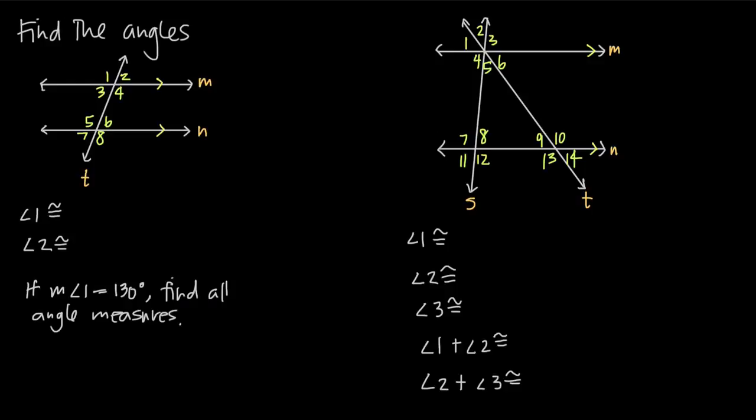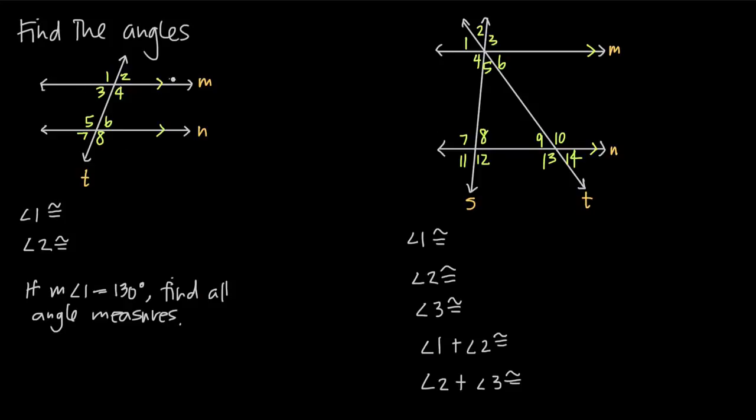In this video, we're going to be talking about transversals, and more specifically, how we can use transversals to find different angles when the transversal intersects two parallel lines. So first of all, let's talk about what a transversal is. A transversal is a line that intersects two other lines at different points.